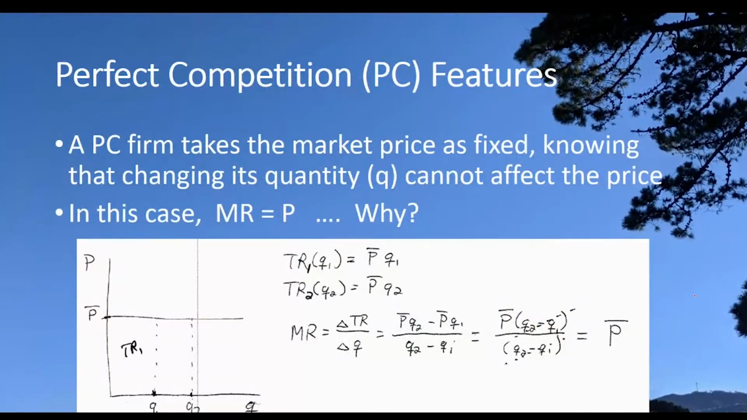All right, first bullet. A perfectly competitive firm, PC firm, takes the market price as fixed, knowing that changing its quantity, Q, cannot affect the price. If that's true, which we're going to assume now, then marginal revenue in the market is just equal to whatever the market price happens to be. Why is that true? Well, the slide below is going to show us.